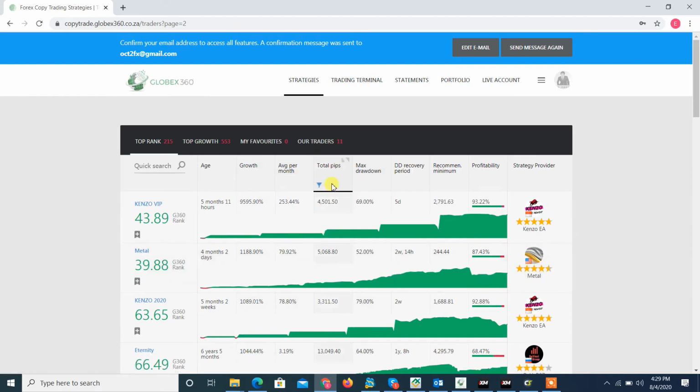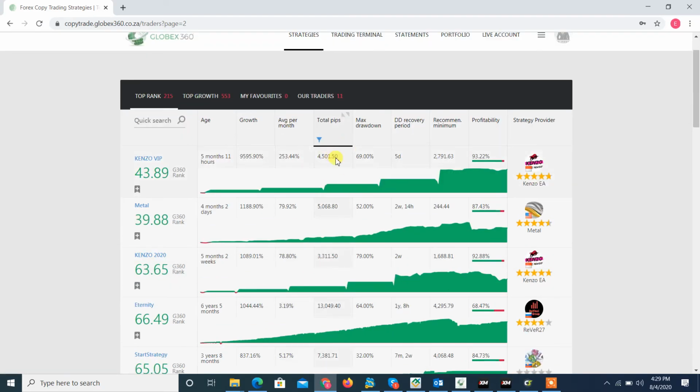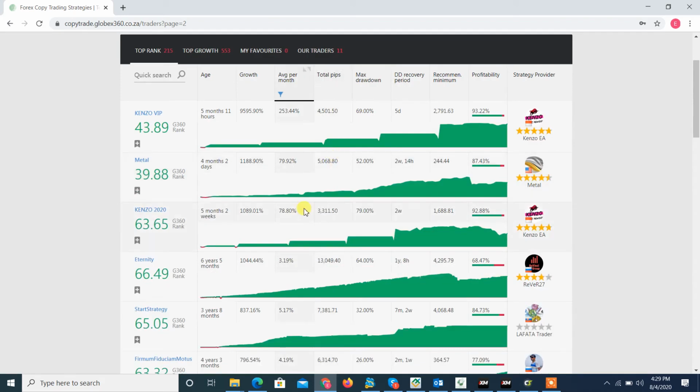And then we can look at the total pips. The total pips is really not important, because somebody with less pips can make more money or lose more money. For example, as you can see over here, this person has 4,500 total pips, but he has far more growth than over here at Eternity, who has 13,000.